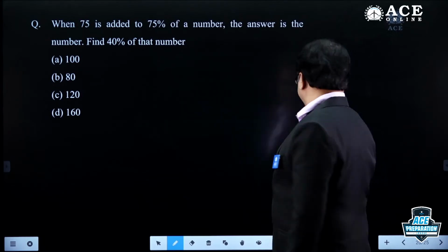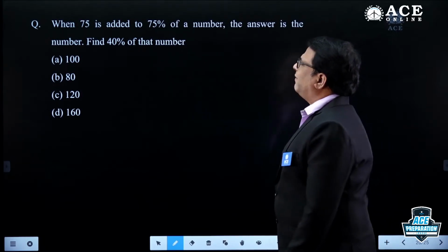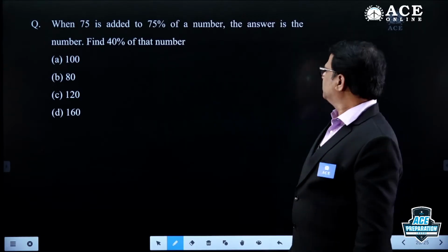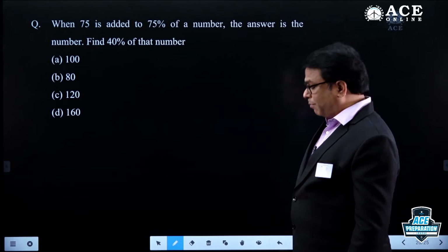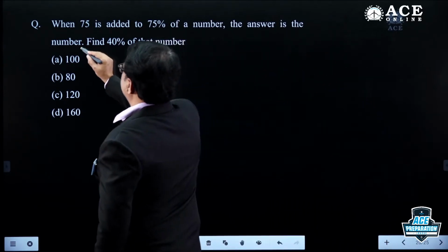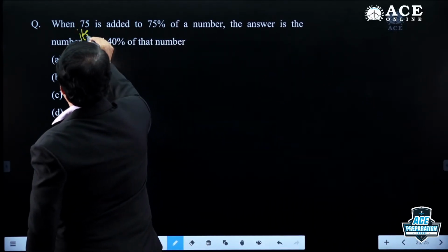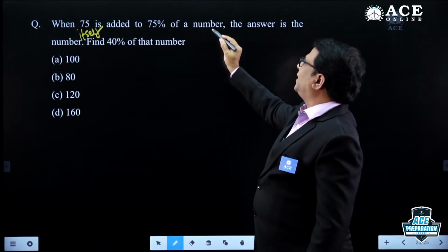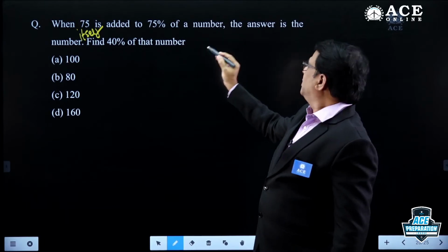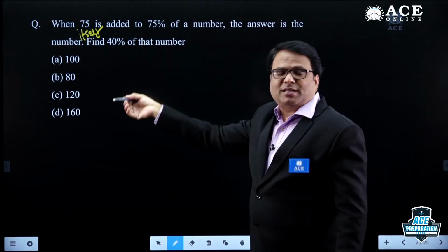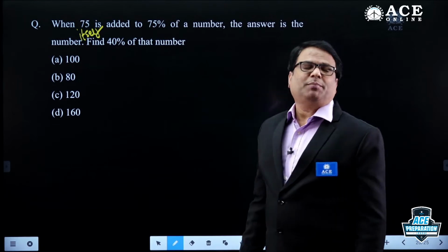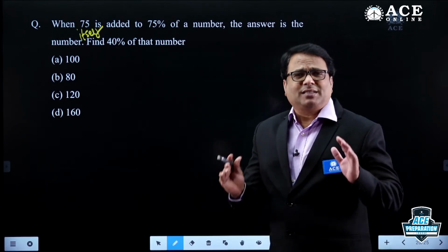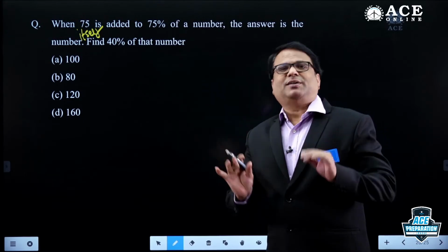This is the next question. When 75 is added to 75% of a number, the answer is the number itself. Find 40% of that number. So he's not asking the number, he's asking 40% of the number.